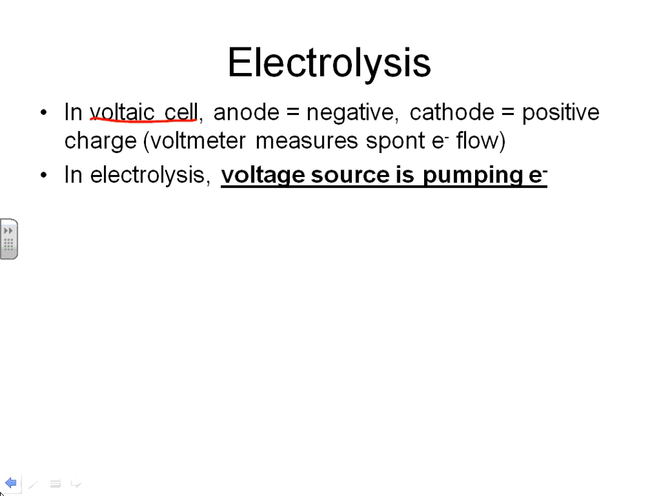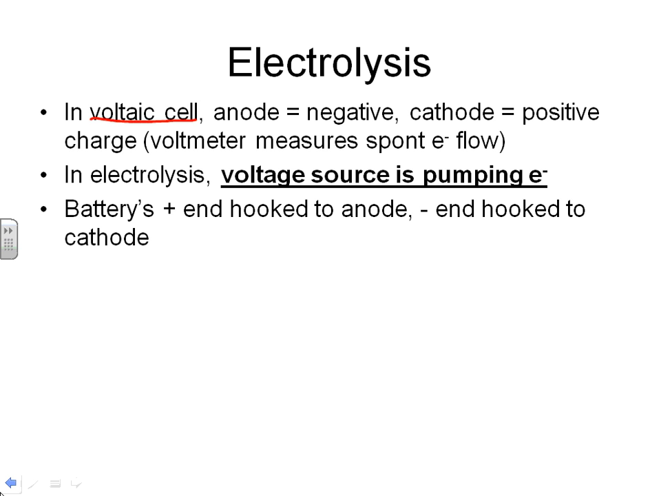And your voltage source is, instead of simply measuring the flow of electrons that's happening spontaneously on its own, the battery has to be there to forcibly pump electrons. The electrons aren't going to move on their own. Your voltage source, your battery, is forcing that to happen.